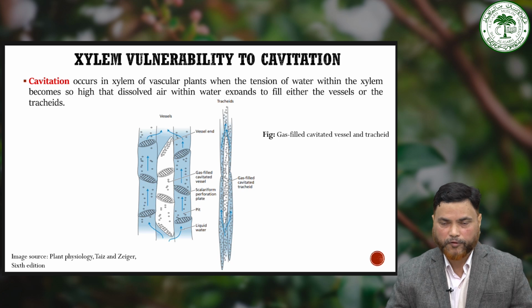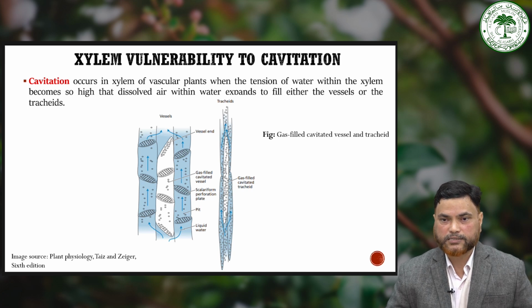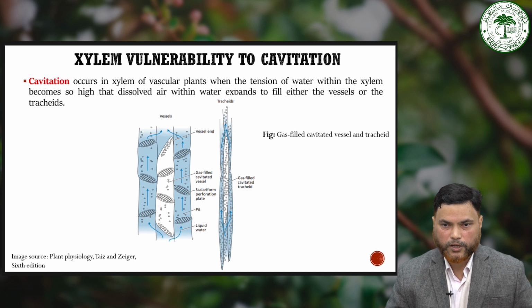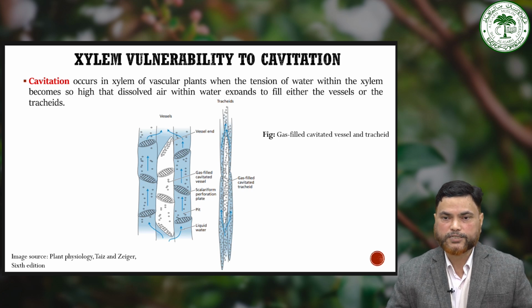the first and very important reason is that during water stress and high transpiration, the tension of water in the xylem tracheids reaches very high levels, so that dissolved air within the water expands to fill either the vessel or tracheid elements, and this leads to cavitation. And it has been observed that the frequency of cavitation increases during water stress due to the faster rates of transpiration. Now, embolism formation due to winter freezing can be observed in many plants such as sugar maple and grapevine.